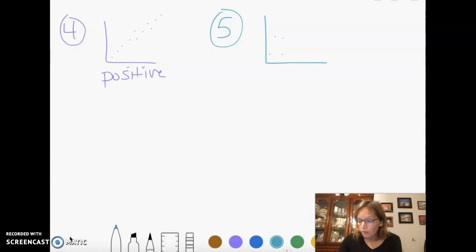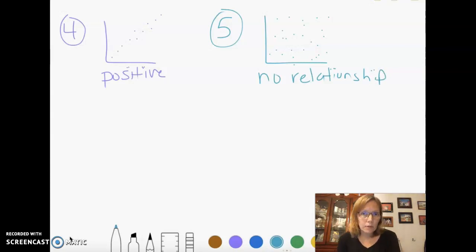So a chart for hair color and height might look something like this. It's going to be all over the place because it doesn't matter how tall you are. Your hair color could be anything. Okay? So this is no relationship. All right, remember, copy these down, take these notes. Let's move on to number 6 and 7.